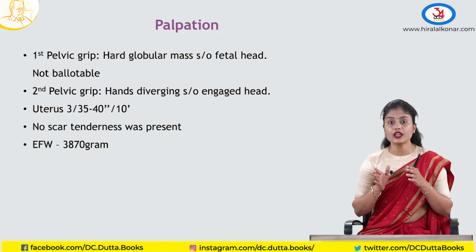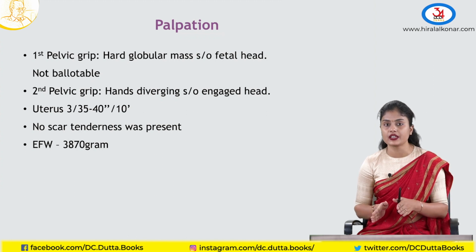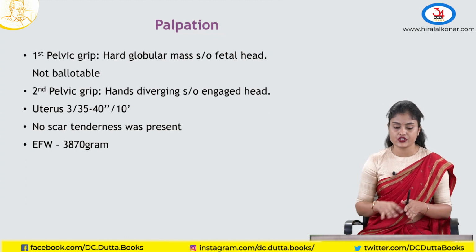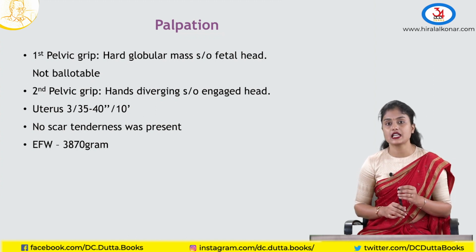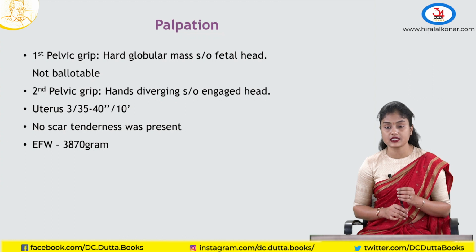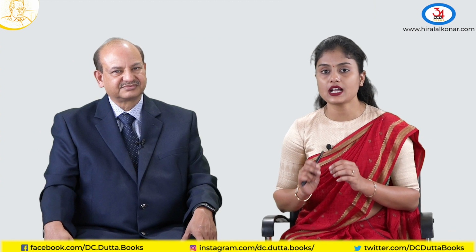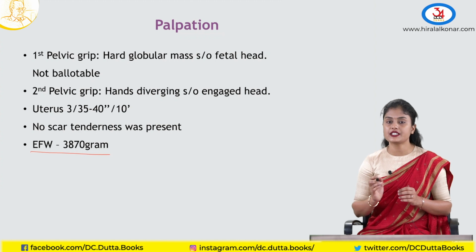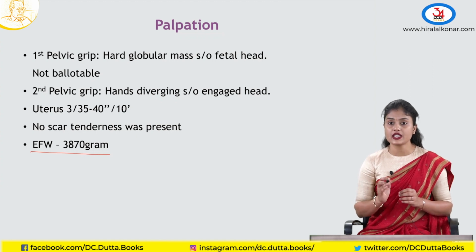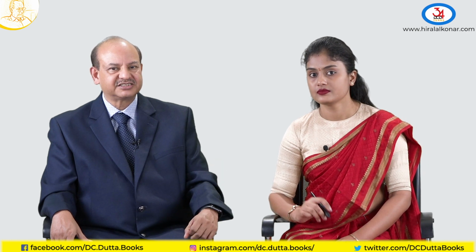ballotable because of engagement. In the second pelvic grip, the hands were diverging because the head is engaged, and the uterus had 3 contractions lasting 35 to 40 seconds every 10 minutes. The scar was non-tender and there was no scar tenderness, and by Johnson's formula her estimated fetal weight came to 3870 grams. How did you elicit the scar tenderness in this patient?